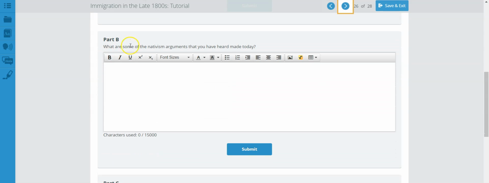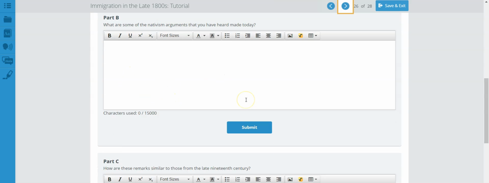Part B. What are some of the nativism arguments that you have heard made today? Again, what are some of those arguments? What do nativists claim? And what is their philosophy? What are some of their arguments that many people see as bad today? Please make sure that you provide at least a good paragraph here too.